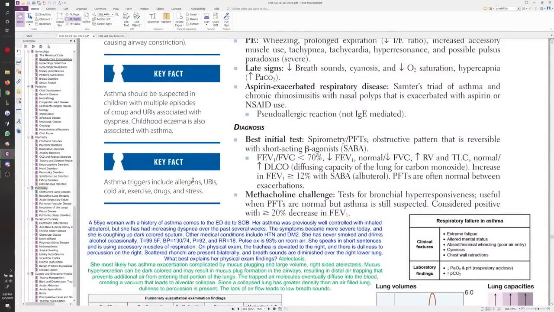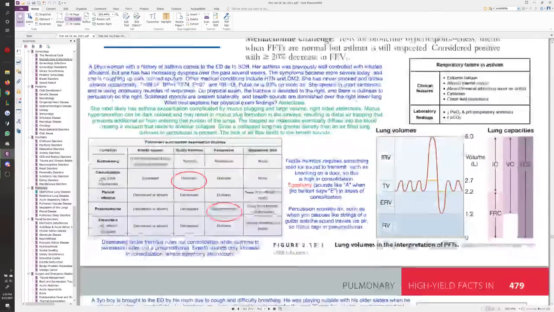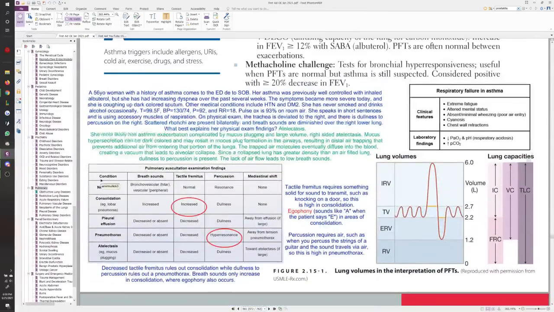Asthma triggers include allergens, upper respiratory infections, cold air often causes asthma in a lot of people. So winters can be very asthmatic for a lot of people. Exercise, drugs, and even stress. Anything of these types can really cause asthma to kick in. And then we have a bunch of practice questions to look at, so let's get this down. This one here is going to help you learn how to actually identify pulmonary auscultation examination findings.